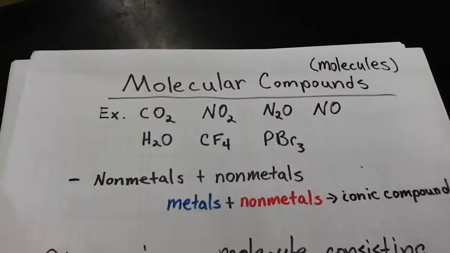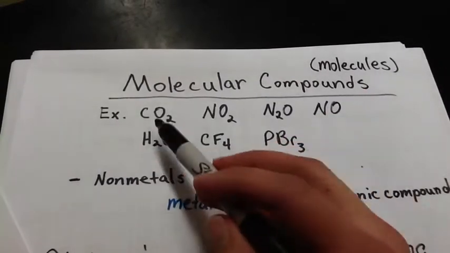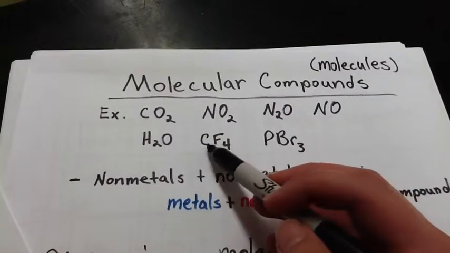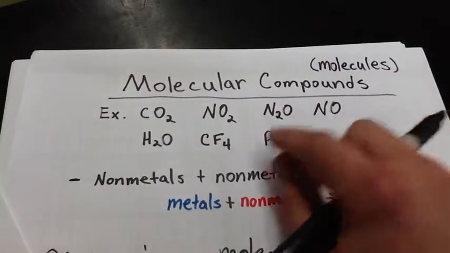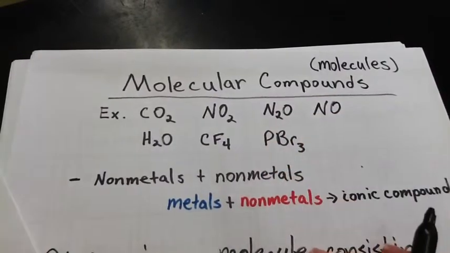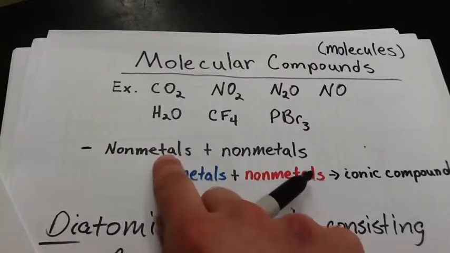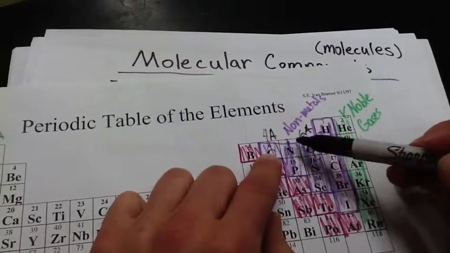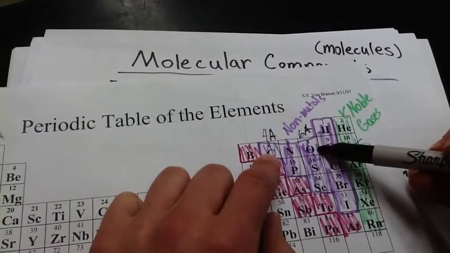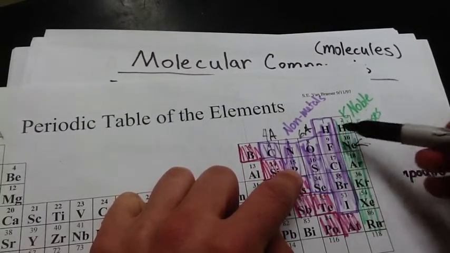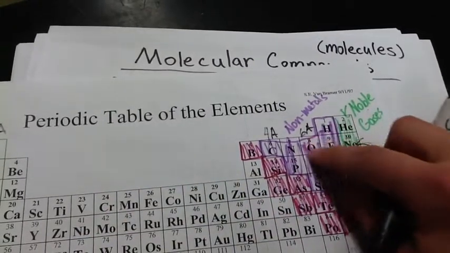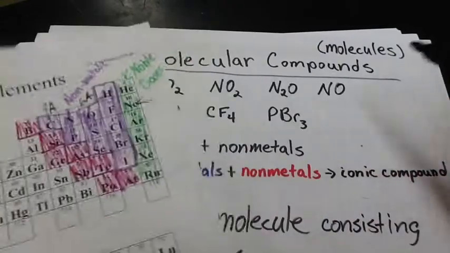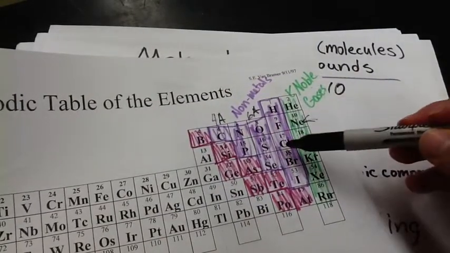The important thing we need to look at now is, we have nitrogen and oxygen, carbon and oxygen, hydrogen and oxygen, carbon and fluorine, phosphorus and bromine. There's something similar about what type of elements we're bonding here. You can already see, nonmetals and nonmetals. Carbon is a nonmetal. Nitrogen is a nonmetal. Oxygen is a nonmetal. Phosphorus, chlorine, fluorine, all these are nonmetals. That's what they are all going to be in our covalent bonds. They are all going to be our molecular compounds.